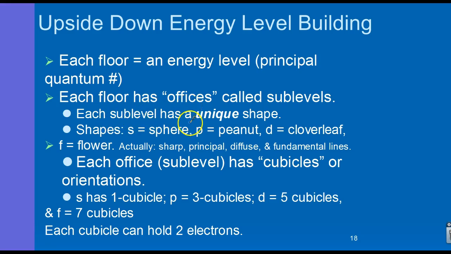Each sublevel has a unique shape. So these are the shapes. There's the S shape, which is a sphere. There's the P shape, which is the peanut. And there's D, which is a clover leaf. And F is flower, and they actually stand for sharp, principal, diffuse, and fundamental lines, which I'll never ask you about. So each office or sublevel has cubicles or orientations. S has 1 cubicle, P has 3 cubicles, D has 5 cubicles, and F has 7 cubicles. And each cubicle can hold 2 electrons.